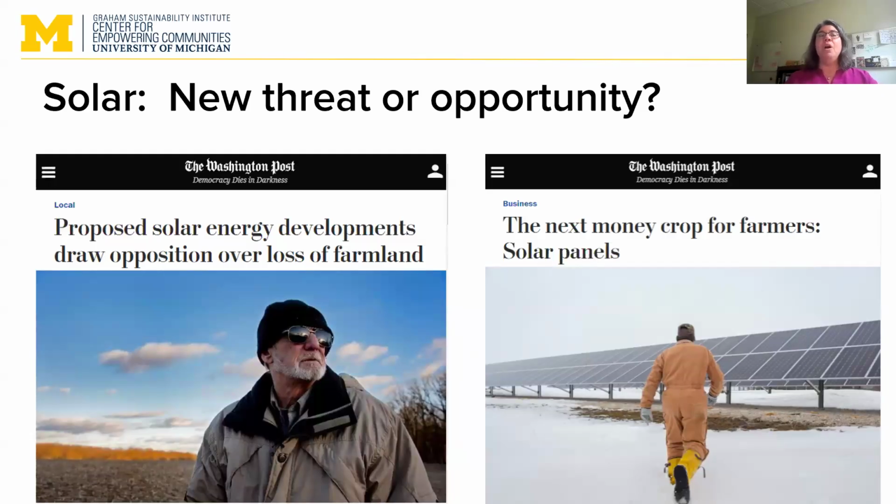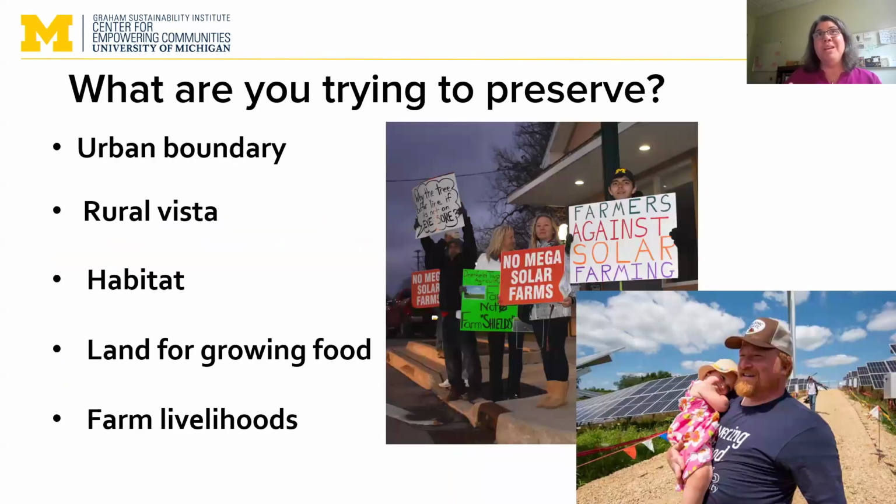So what I want to quickly walk over, though, is something that comes up a lot in terms of thinking about goals. Many places in Michigan have goals for farmland preservation. And particularly associated with solar, the question is, is solar a new threat or is it a new opportunity for farmers? And what we encourage communities to think about is, what do you mean by farmland preservation? What is it that you're trying to preserve?